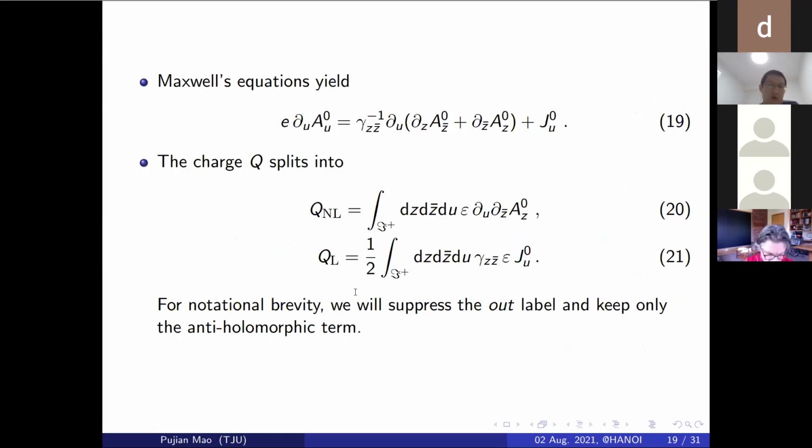Basically the only useful relation from the Maxwell equation is this one, and of course you have a lot of equations for the subleading orders, but for the game we want to continue, we only need this one. And then I use this relation, insert it into the charge, and clearly you know which piece is the linear part and which piece is the nonlinear part, because in the linear part you only see the current, and for the nonlinear part you only see the gauge fields.